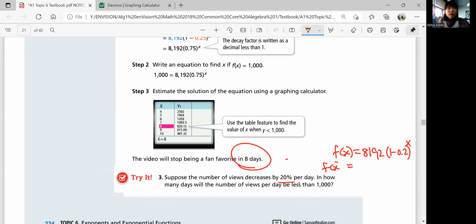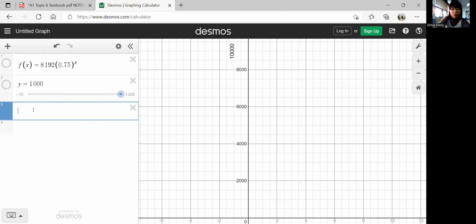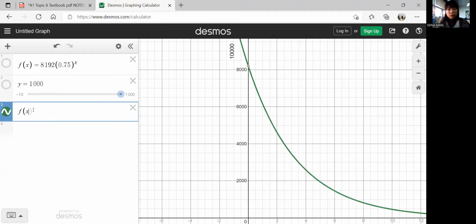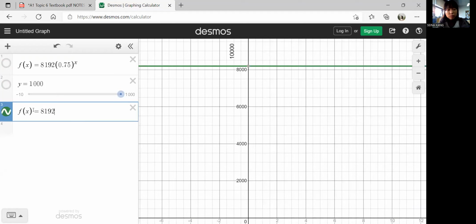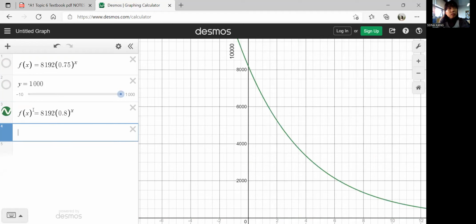So then that's not 0.75. What is it? It is 0.8 to the x. So let's put that down. We're gonna erase this for now, and then put a new function. F of x is equal to 8,192 times 0.8 to the power of x. And we still want another line that says y is equal to 1,000, okay?